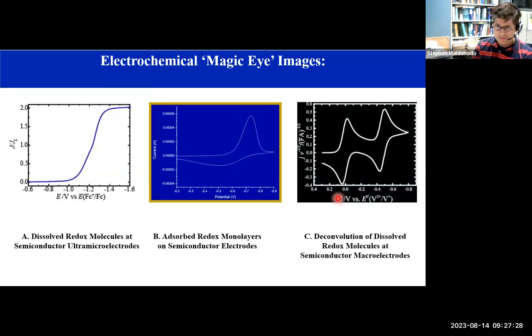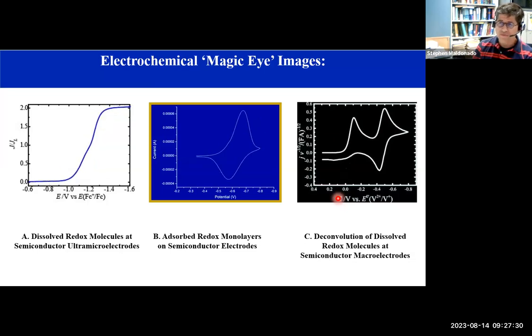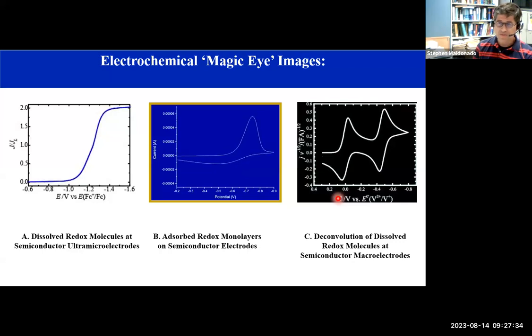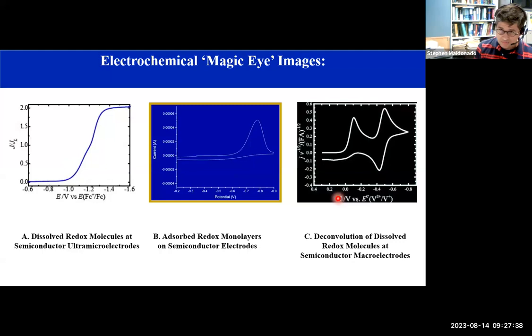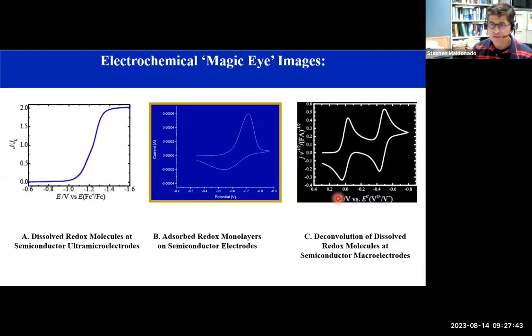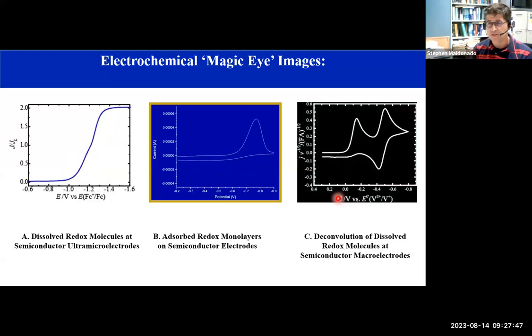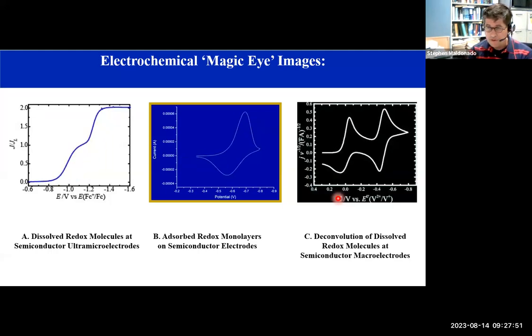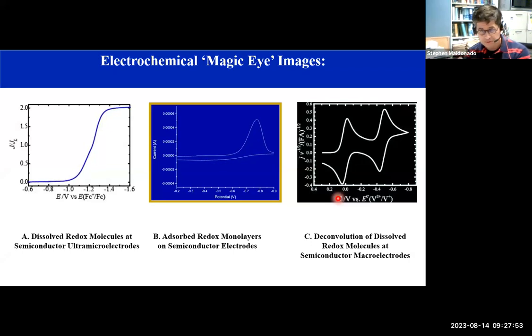I'm probably not going to have time to talk about these three different, what I would call magic eye images of electrochemistry of semiconductors. But these data that you're seeing on the screen here are all interpretable in terms of information between the interaction of a semiconductor and a redox molecule or sets of redox molecules. But using those four parts of the answer, we can figure out exactly what these things mean.